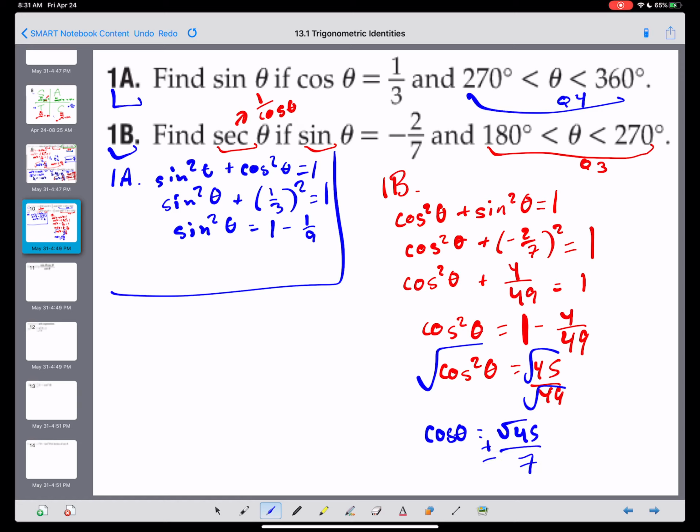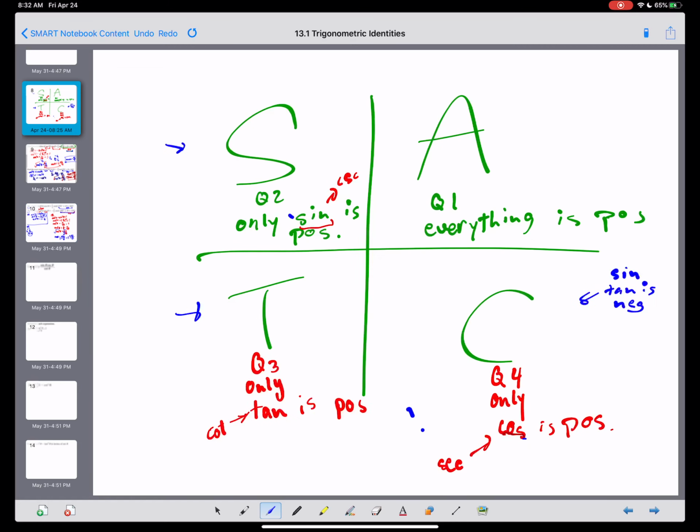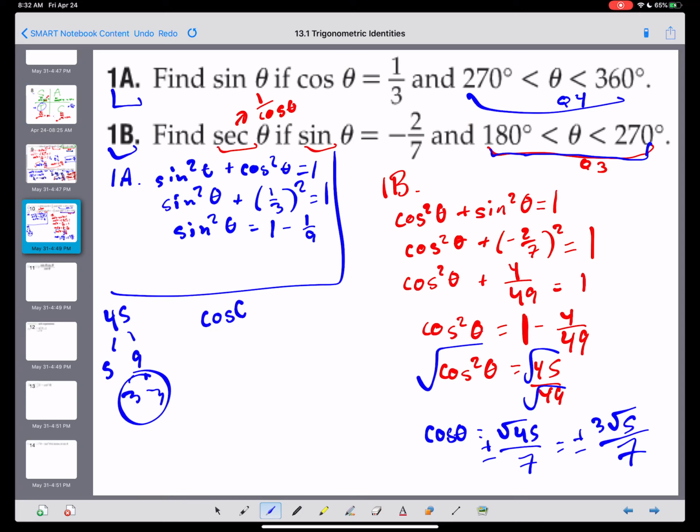Now 45 you can break down. That's 5 times 9, and 9 is 3 and 3. So that's really plus or minus 3 rad 5 over 7, right? I'm making my factor chain. Now you have to decide whether it's positive or negative. It's in quadrant 3, right? Because I'm in quadrant 3 where tangent is positive, it means cosine is negative. So I get cosine is equal to negative 3 rad 5 over 7.